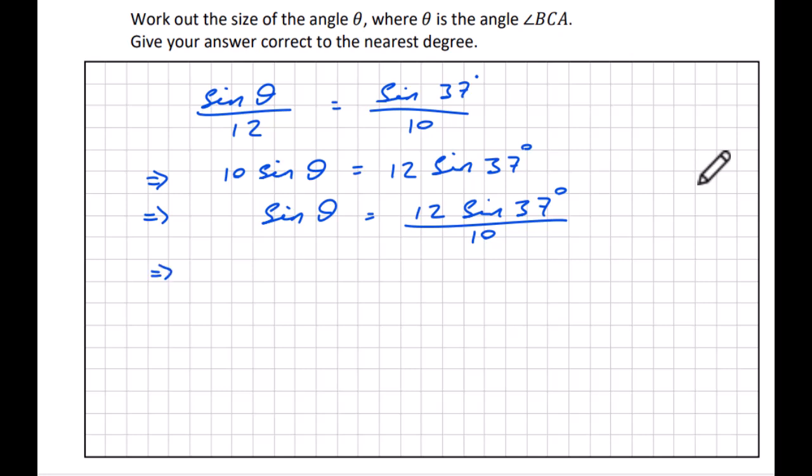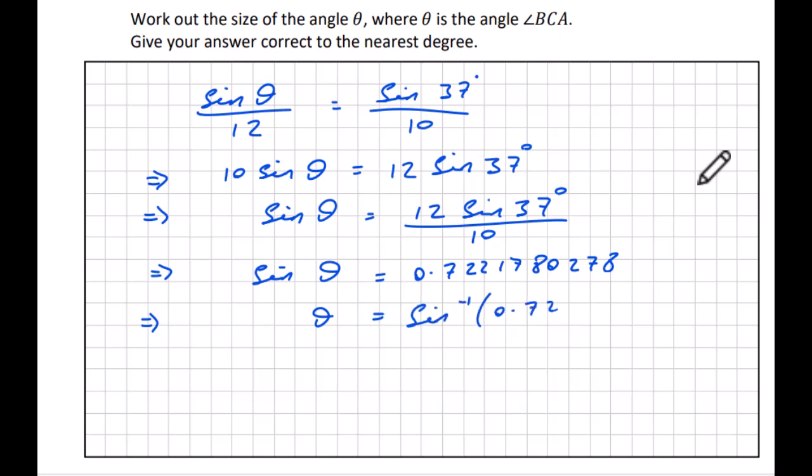Now when you do that, 12 sine 37 over 10, on your calculator, you get 0.7221780278. So all we've got to do now, remember this is sine theta, so to find theta we just do sine inverse of 0.7221780278. When you do that on your calculator, you get theta is equal to, to the nearest degree again, 46 degrees. And that's to the nearest degree.